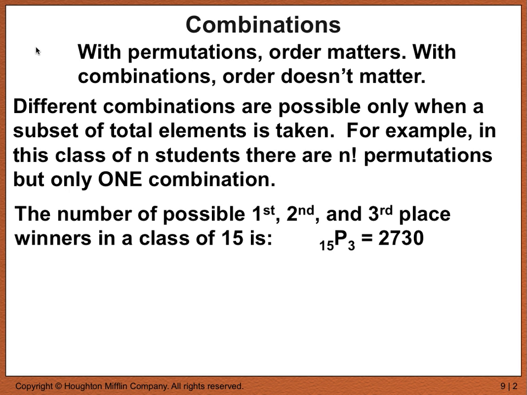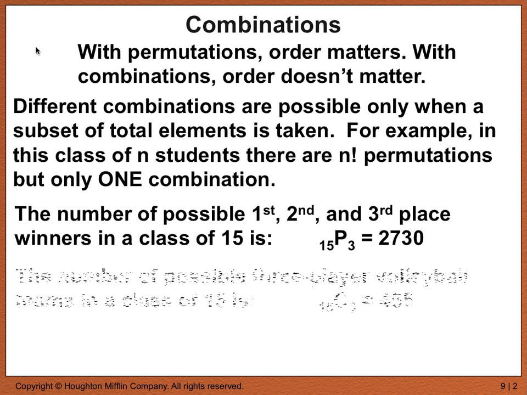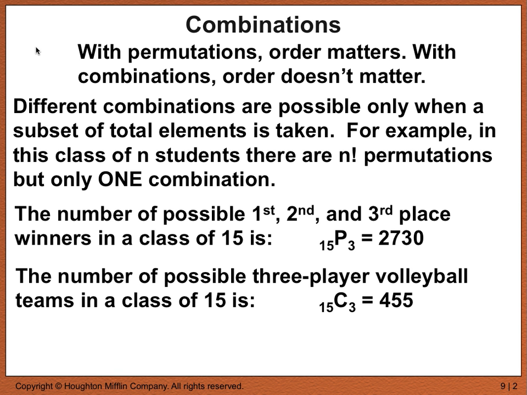What I want to do is show you the difference between permutations and combinations. So let's look at the next example. The number of possible 3-player volleyball teams in a class of 15 is 15C3. And that turns out to be 455 with techniques that we're going to learn. Why did I put these two examples one after another? Because one is a classic permutation and the other one's a classic combination. And this helps to illustrate why order matters.